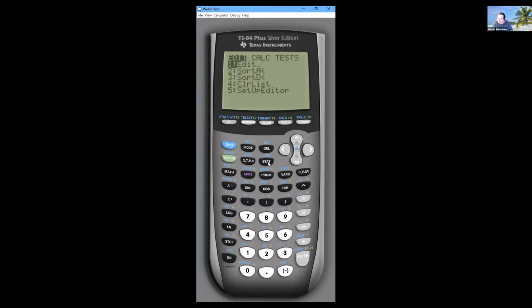So if you've got your own calculator and you want to do this with me, feel free. If not, you can go back and look at this piece of the video and just go through the steps. Now, when you hit that, you see there's a whole load of things, but number 1, Edit, is the one you want, and you hit enter. And then you just type in your numbers.